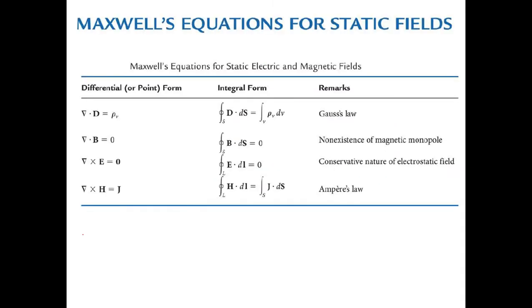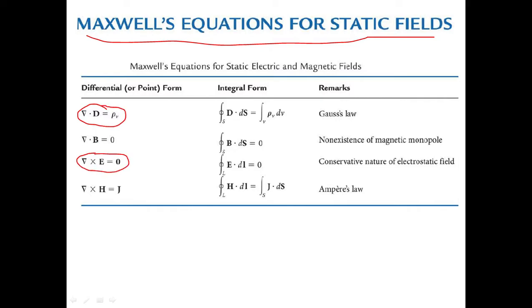Before going to the problems, we also saw all of Maxwell's equations in one place, right? These two are from electrostatics, that is divergence of D vector is equal to rho v and curl of E vector is equal to 0. And divergence of B vector is equal to 0 and curl of H vector is equal to J are from magnetostatics, right? This is nothing but Gauss law, and this is nothing but the conservative nature of the electrostatic field. And divergence of B vector is the proof for non-existence of a magnetic monopole. A magnet will always have two poles, it cannot have a monopole.